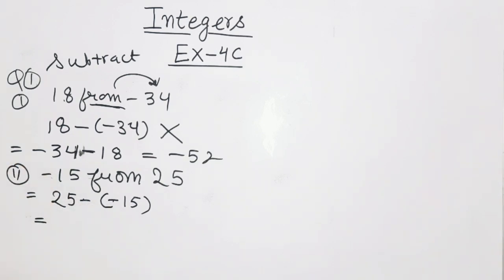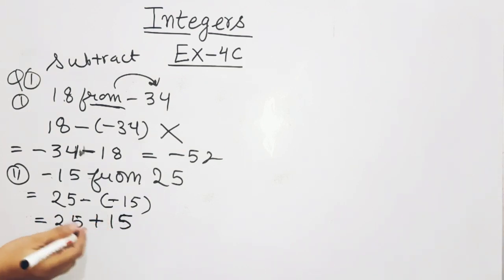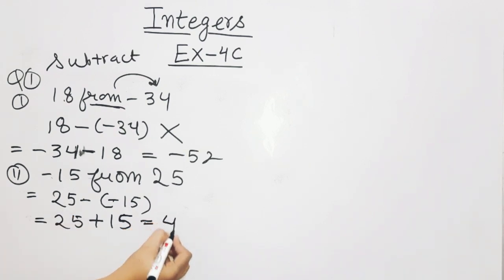Please reply your answers in the comment section. Pause the video and reply to this question. Minus minus plus. So 25 plus 15. Now when you are going to add these two numbers, it will be 40. I hope it is clear.